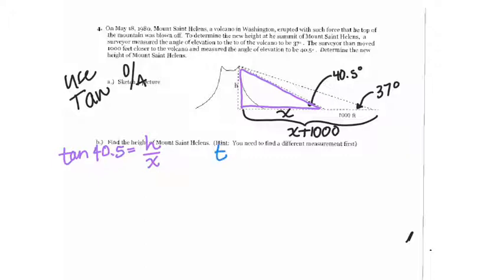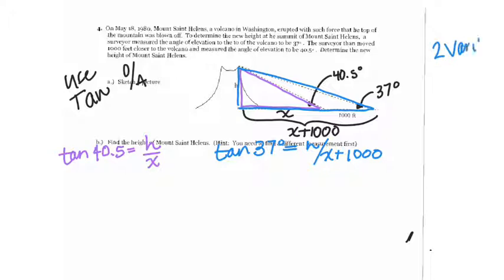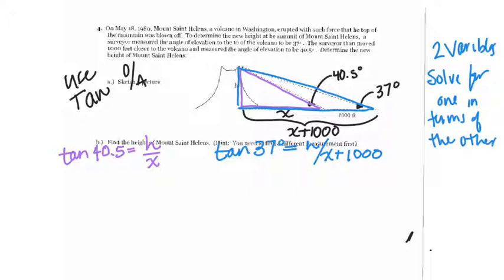I'm going to make another one. I'm going to use my 37 degrees, and that's going to be this triangle. So the bigger one is opposite over adjacent, which is this. So at this point, I have two variables. So I need to solve for one in terms of the other and use substitution. Okay, so that's what I plan on doing.